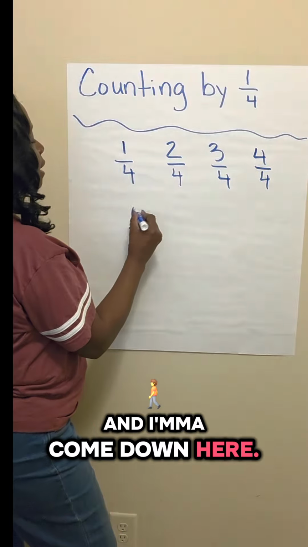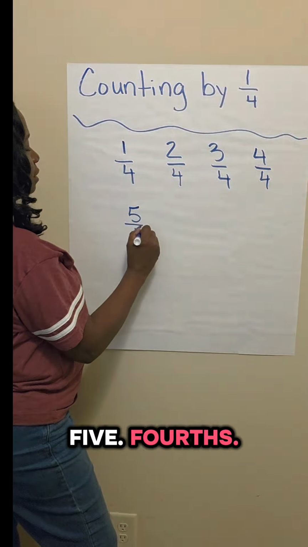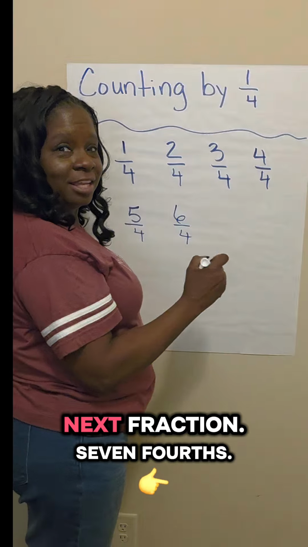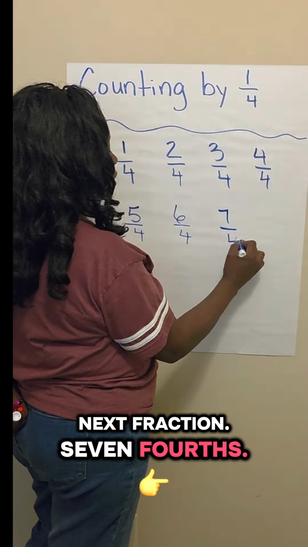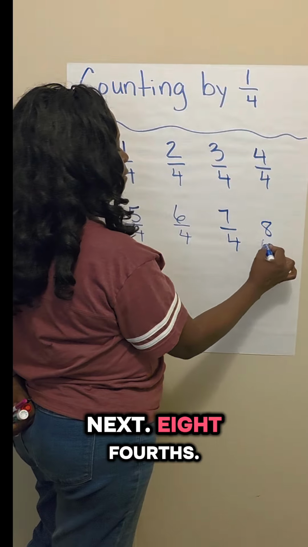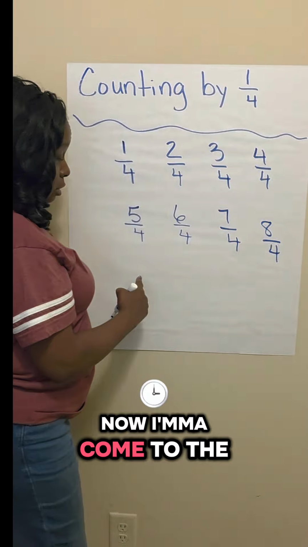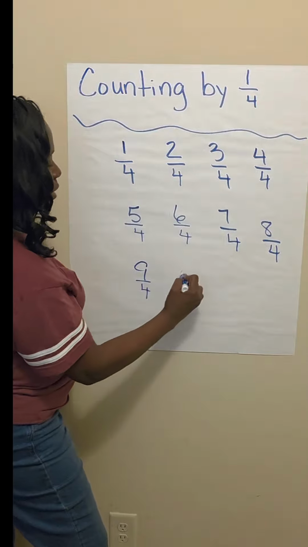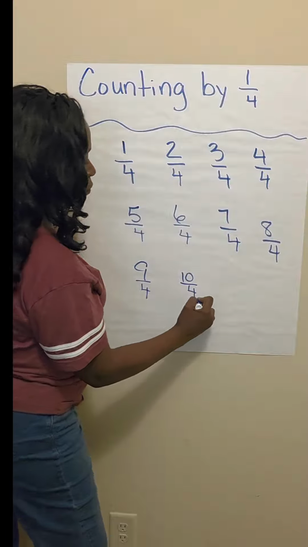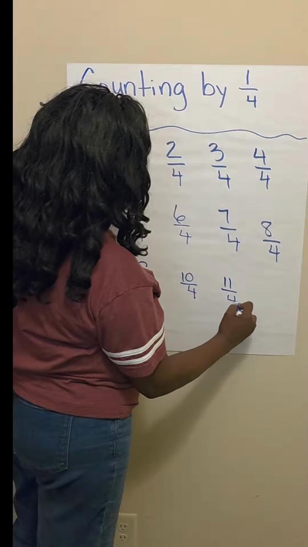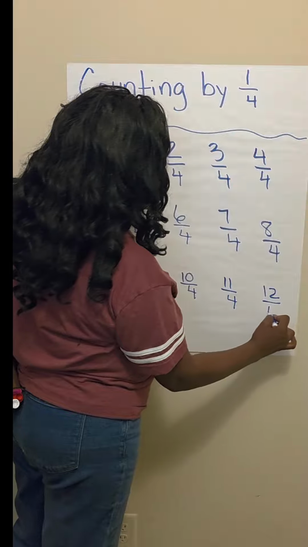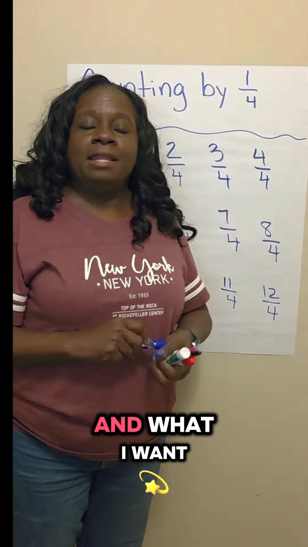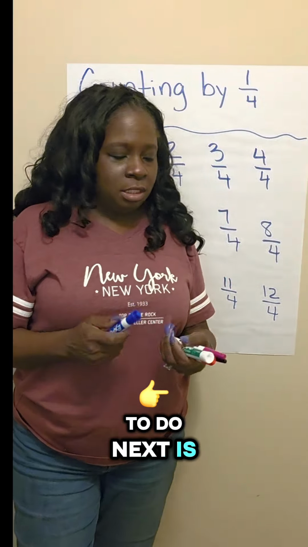And I'm going to come down here. Next fraction, 5/4. Next fraction, 6/4. Next fraction, 7/4. Next, 8/4. Now I'm going to come to the next row. I'm going to do one more row. 9/4. 10/4. 11/4. 12/4.